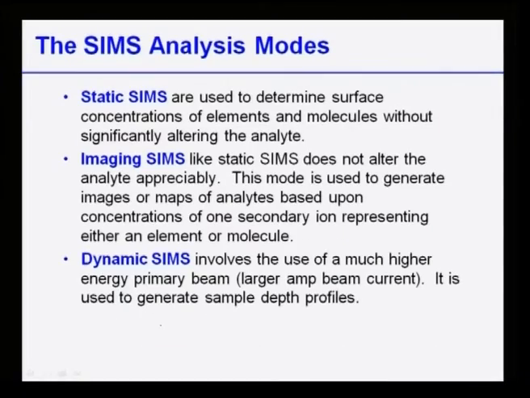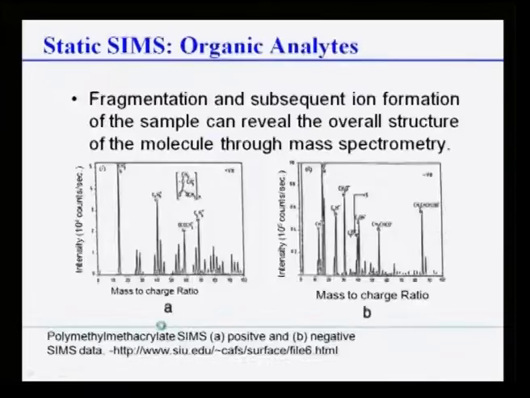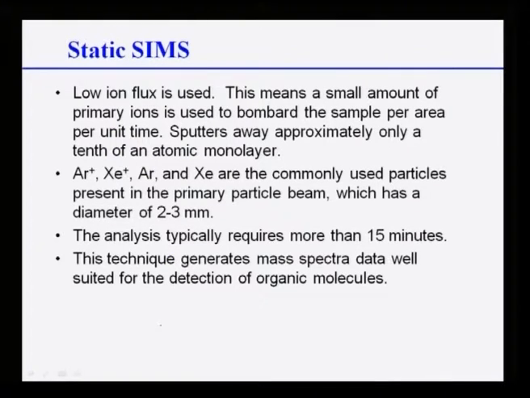In static SIMS, you use a low ion flux. This means a small amount of primary ions is used to bombard the sample per unit time. It sputters approximately only 1/10 of an atomic monolayer, a very small flux. We normally use argon or xenon ions, with a very small diameter, like 2 to 3 nanometers. Analysis typically requires more than 15 minutes. It generates mass spectral data well suited for detection of organic molecules.